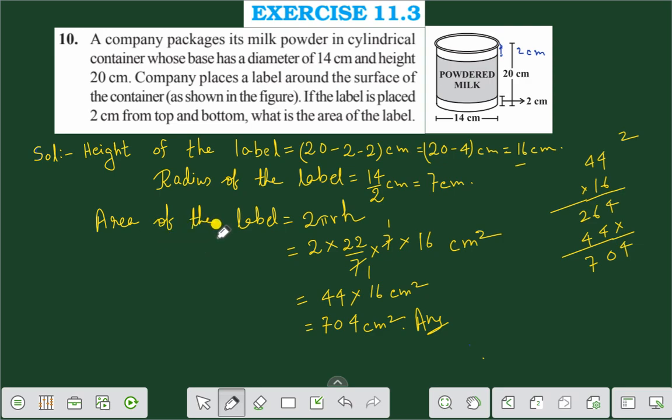And the area of the label will be equal to 2 pi r into h, 2 into 22 by 7 into 7 into 16. And we are getting 704 centimeter square. Therefore, the area of the label will be 704 centimeter square.